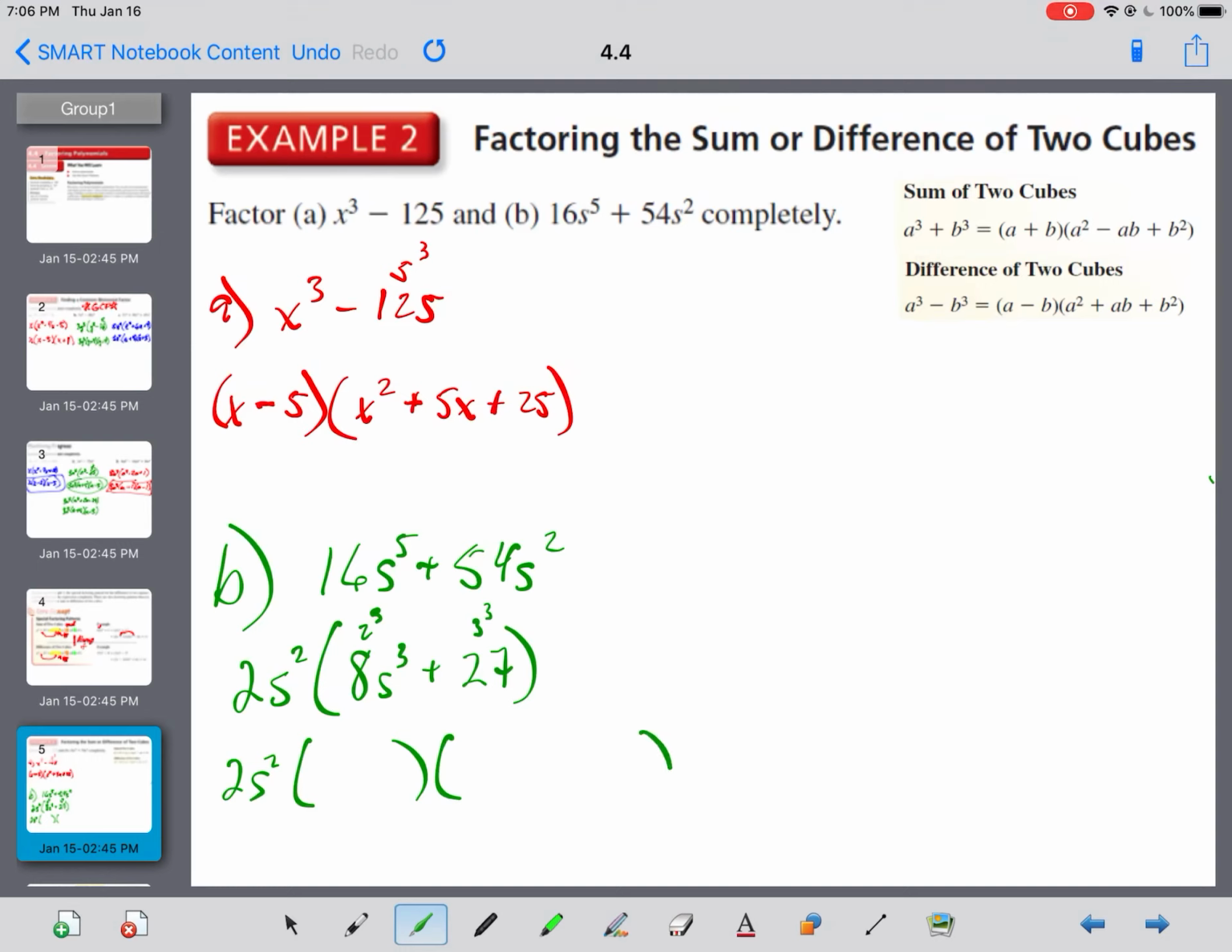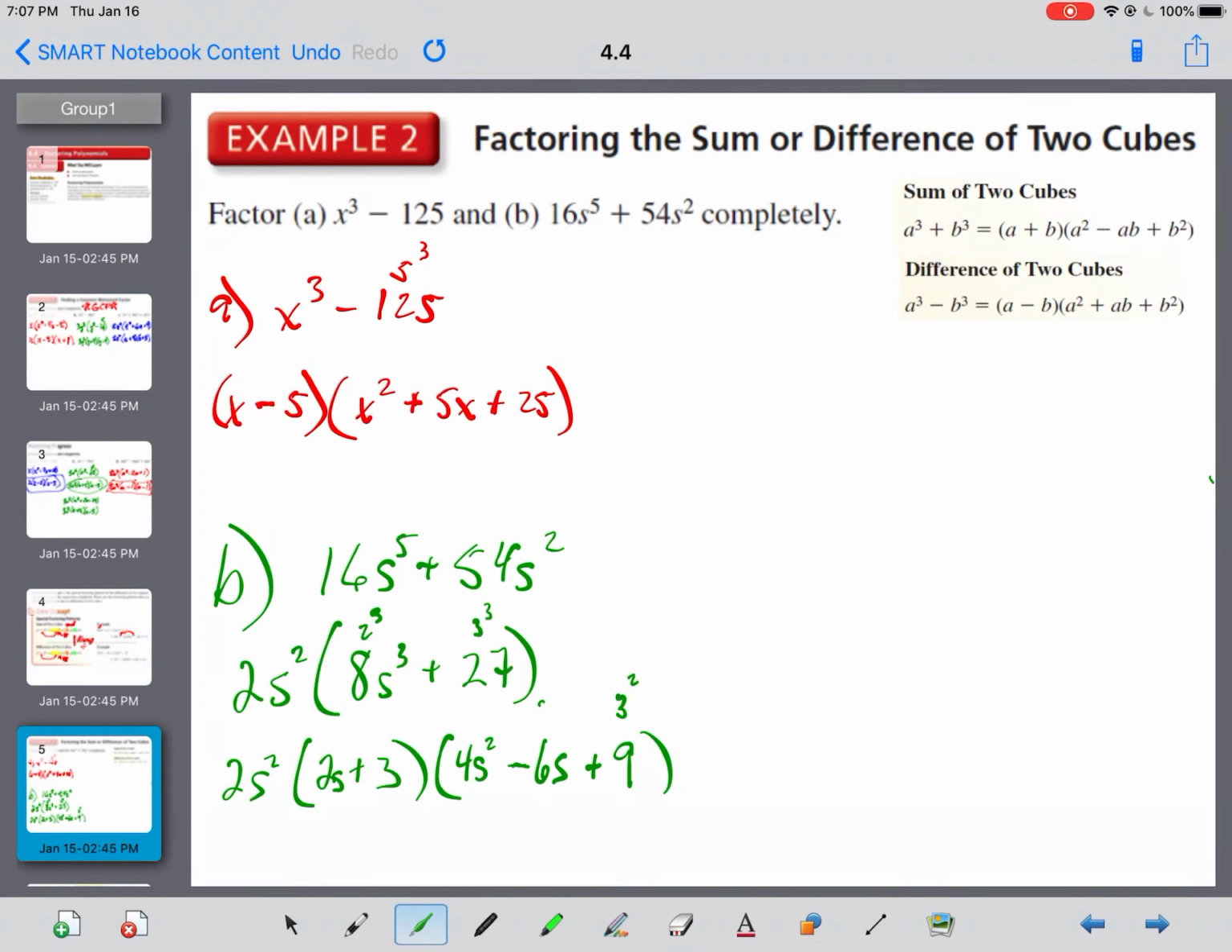And now we've got that middle one and the open. This one's going to match as a plus, so that one's going to be minus. This one's going to be plus, and I've got all my zones. I'm going to put a 2s in the front, and I'm going to put a 3 back here. 2s squared would be 2 times 2 is 4s squared. 2s times 3 would be 6s. And 3 times 3 would be 9.